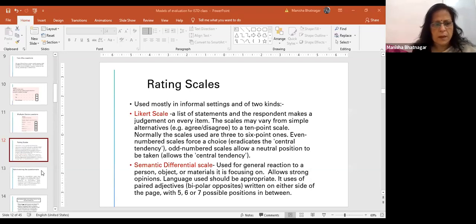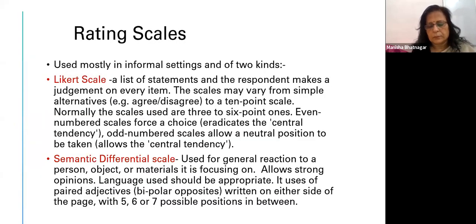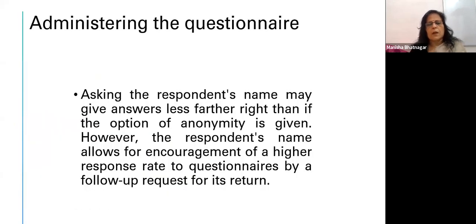So this was the example. Now the next step is, now you have constructed the questionnaire. Now you need to administer the questionnaire. So there will be things that you need to keep in mind.